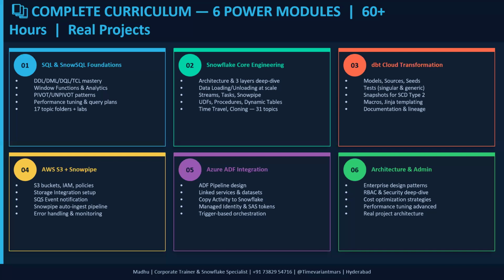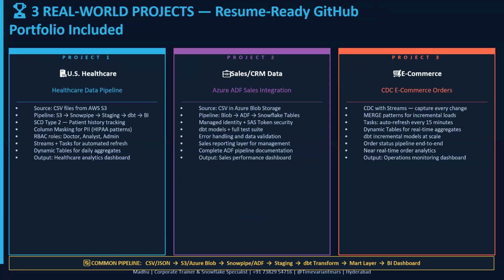So now the real projects. Project one is a healthcare pipeline, everything I walked you through: S3, Snowpipe, SCD type 2, masking, RBAC, and a full GitHub repo. Project two is Azure ADF sales integration: Azure to Snowflake pipeline, DBT models, full test suite, and a sales reporting layer.